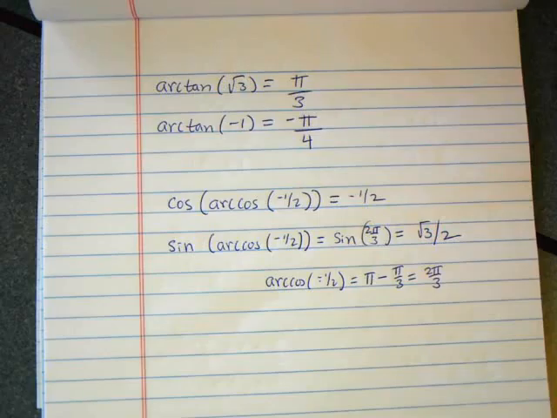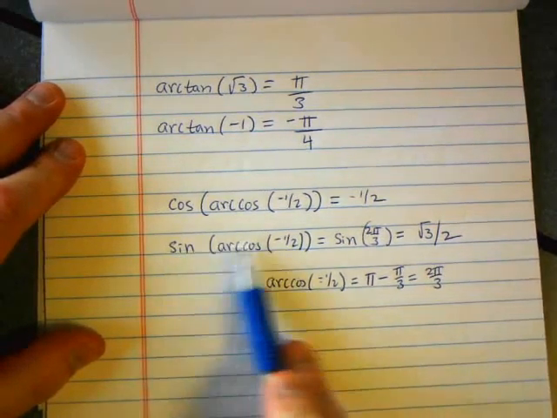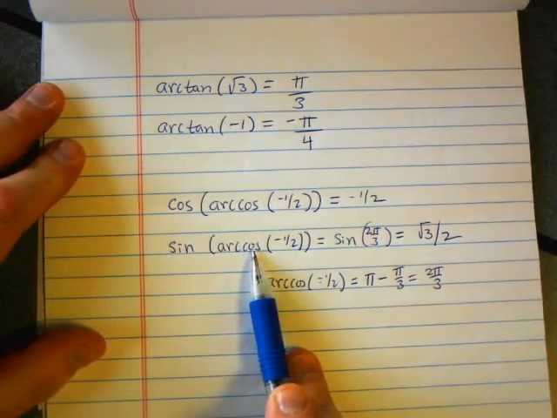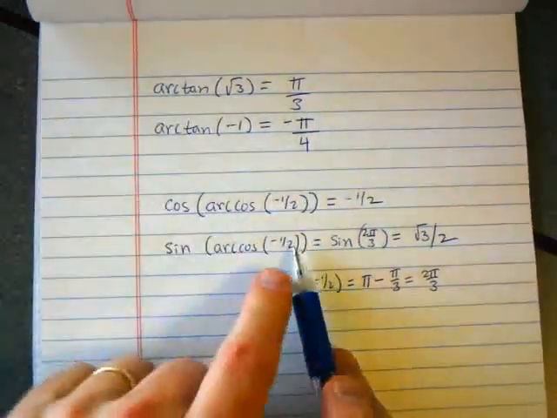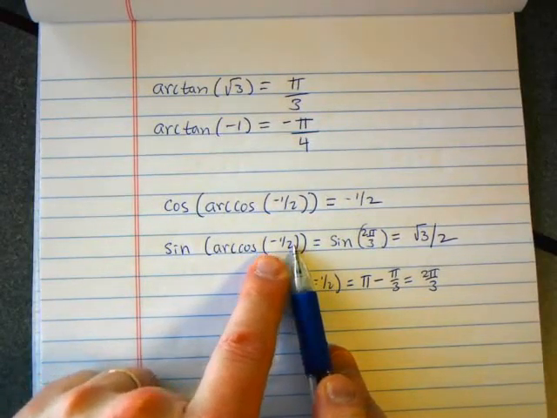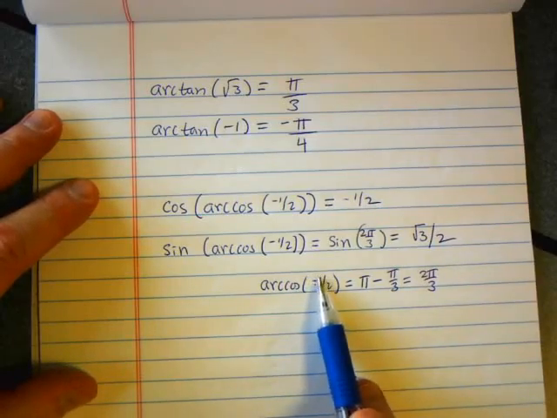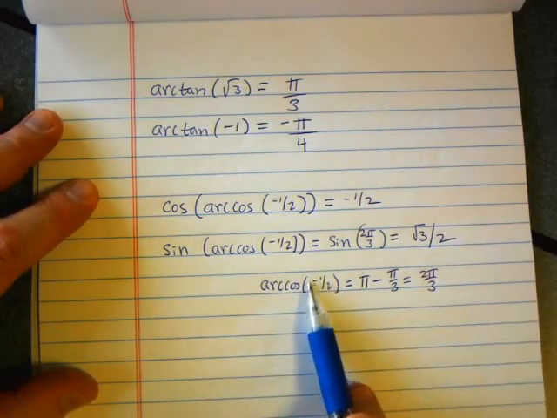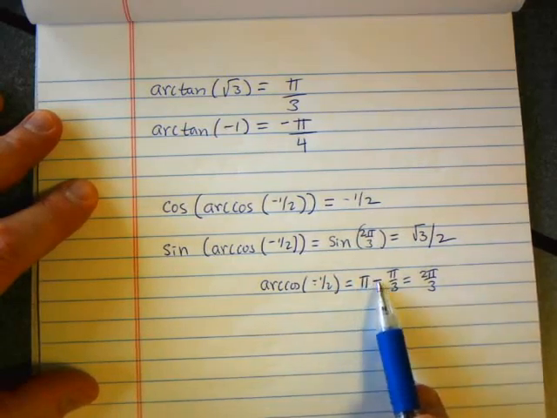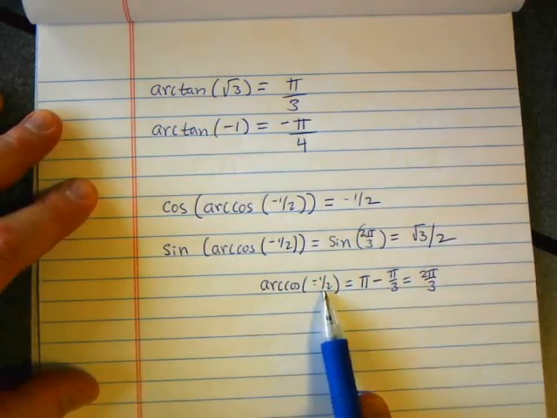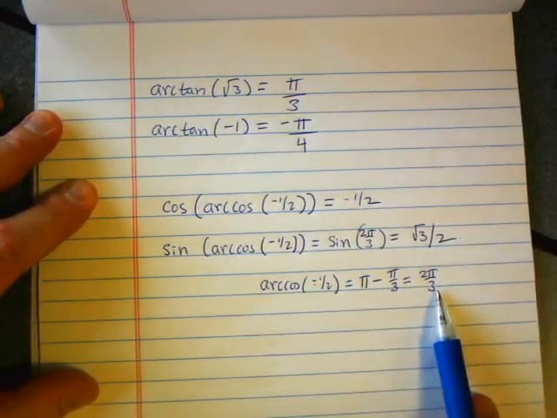In the beginning, I noticed that sine and arc cosine are not inverse functions, so I can't just cancel them out like I could up here. So then I start at the inside. I start with a negative 1/2, and I do the arc cosine. Since I have a negative here, I know with arc cosine my angle has to be in quadrant number 2. So I take pi minus, and I look up the 1/2 on the big chart, and I got pi over 3. Pi minus pi over 3 is 2 pi over 3.